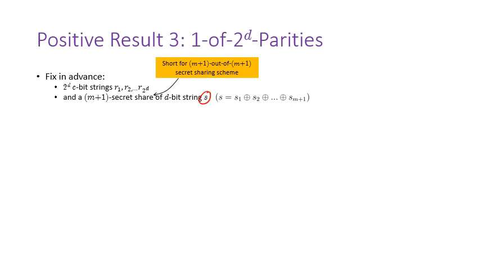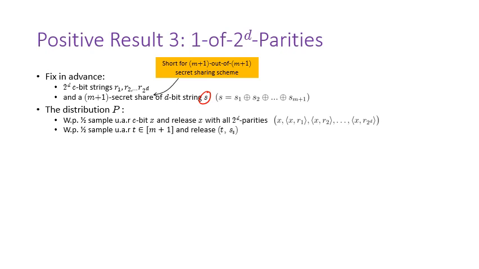Now let me describe the distribution from which the samples are taken. It is a half-half distribution. With probability half, we release a string which is a uniformly at random chosen X of length C, and all of its 2 to the d different parities with the first random string, with the second random string, with the third, and so on and so forth until the very last one. That is one kind of example we release. The other kind, with probability half, we release an example where we sample a share uniformly at random out of the m plus 1 possible shares, and then we release the number of the share as well as the share itself.